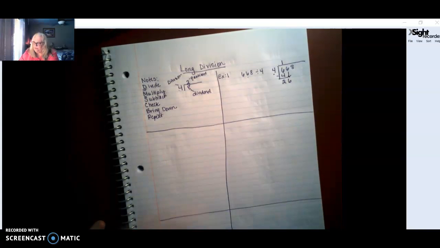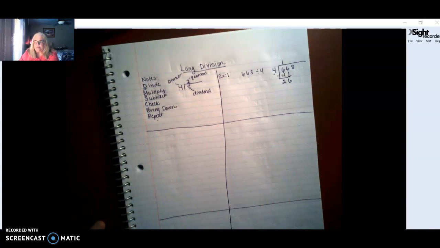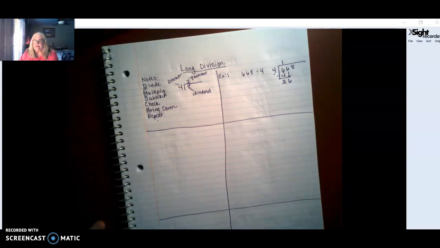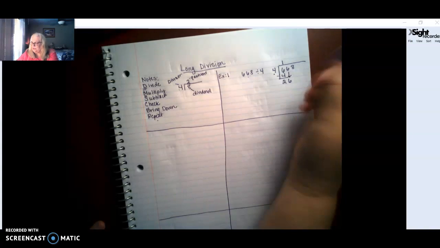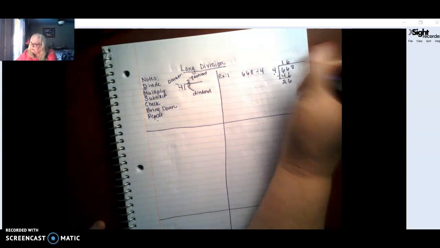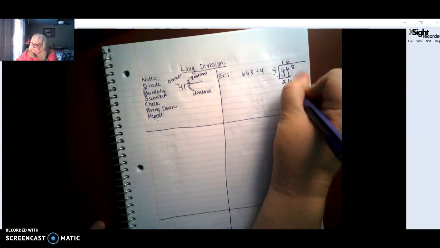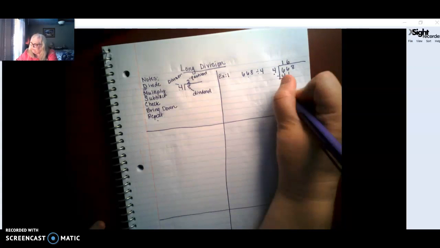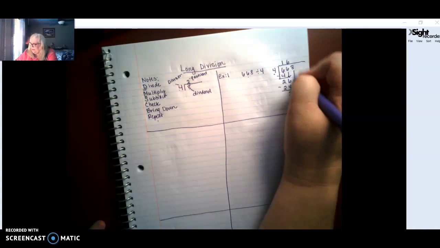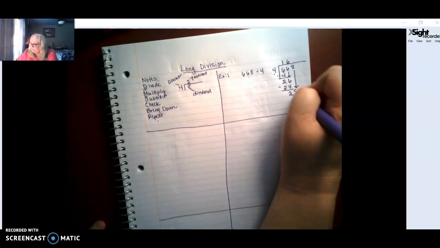26. Now, I repeat. I go back up to the top by dividing. How many times will 4 go into 26 without going over? So think of this as your multiples of 4. 4, 8, 12, etc. And think about your multiplication table. So 8 times 4 is 32, so that one's too big. That goes over. But 6 times 4 is 24. 26 minus 24 is 2. I need to check and bring down.